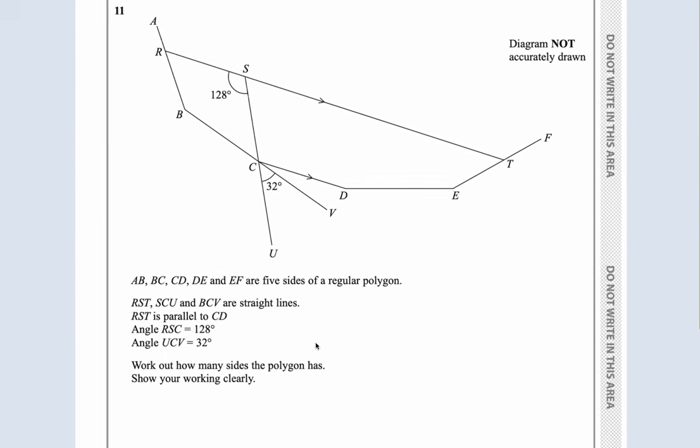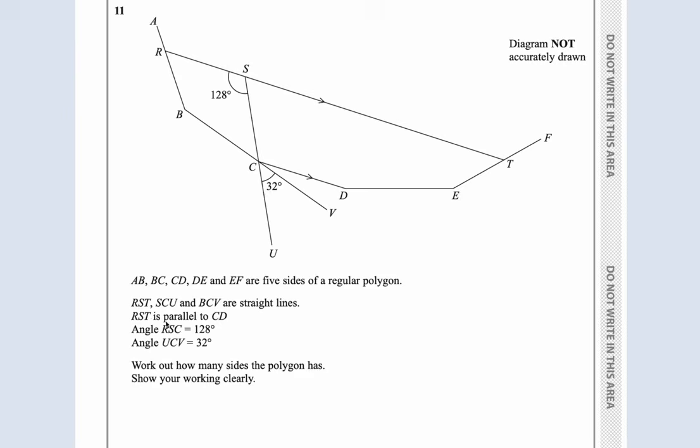Okay, question 11. We have 5 sides of a regular polygon. Okay, so guys, that is AB, BC, CD, DE, and EF. So this is a regular polygon. Fine.